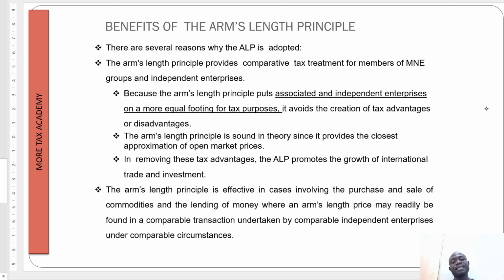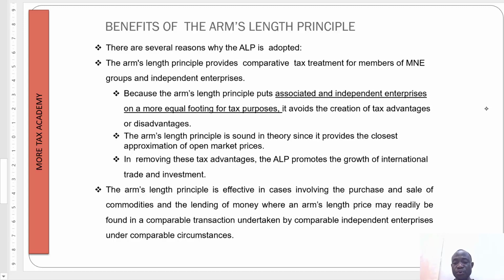In fact, the arm's length principle is the open market price. It is the closest approximation of open market price, and so it becomes easier when you are a tax administrator. It's easier in determining how much profit should have been accrued to one entity.